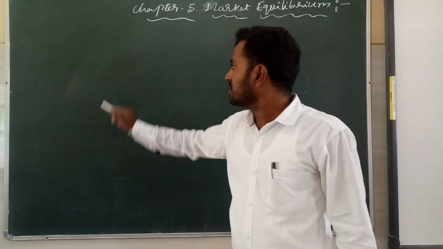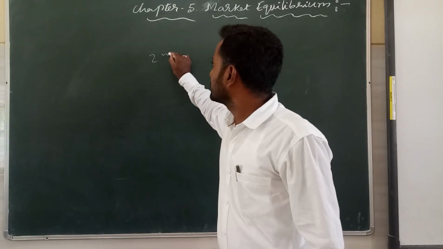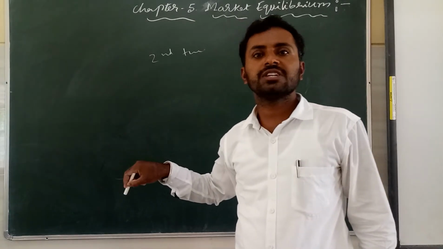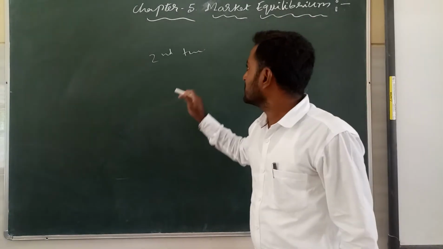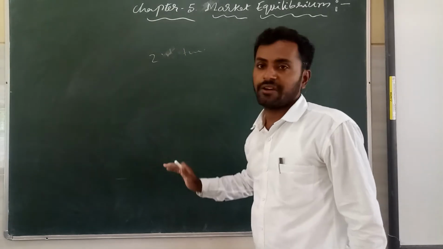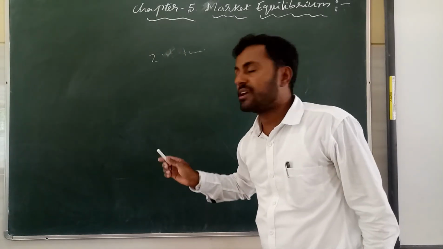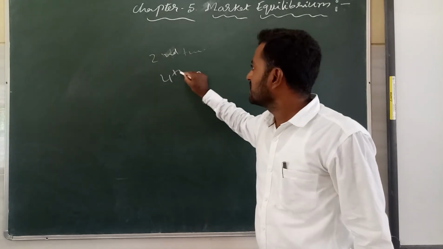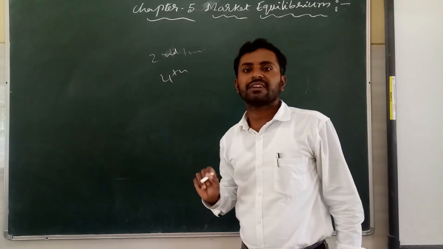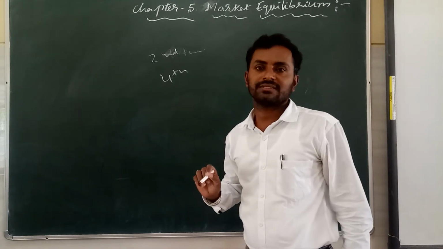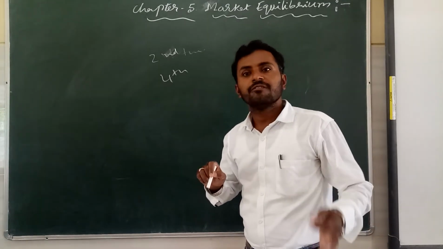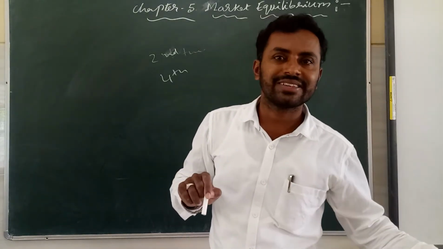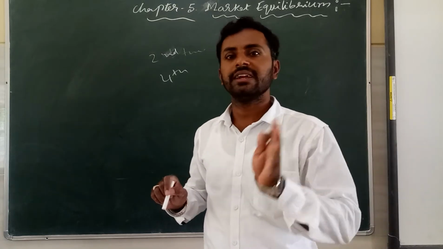In the second chapter, we discussed theory of consumer behavior, and the fourth chapter is theory of firm under perfect competition. We have discussed these in the last classes. In this chapter we will club the fourth chapter as well as the second chapter. ಎರಡನ್ನೂ ನಾವು ಮಿಕ್ಸ್ ಮಾಡಿ ಇಲ್ಲಿ ಡಿಸ್ಕಸ್ ಮಾಡ್ತೀವಿ.